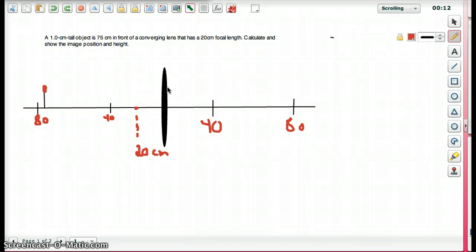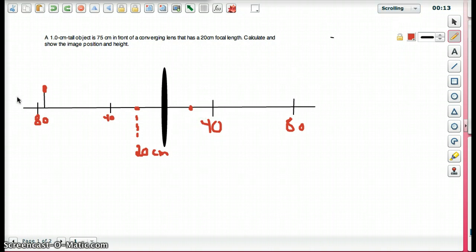So we're going to draw a ray diagram for this, and it'll give us a rough estimate of where our image will be. To draw a ray diagram, you'll only need to draw three fundamental rays for a converging lens. The definition of a converging lens is that any ray that goes parallel into the lens gets refracted through the focus. And because the focus is at 20 centimeters, we know the focus is right there, right there.